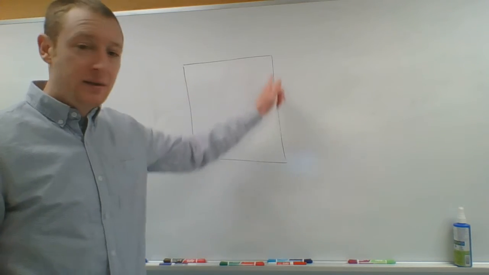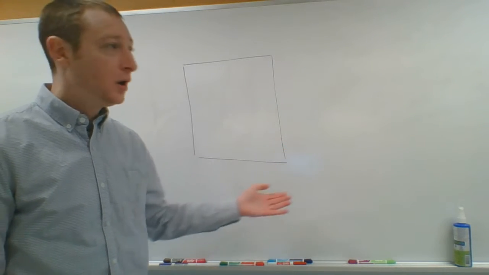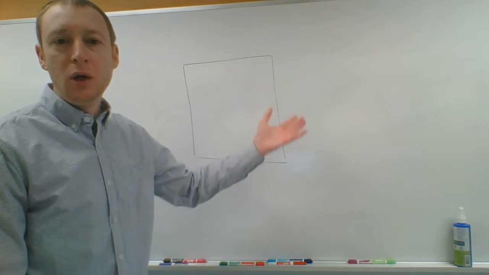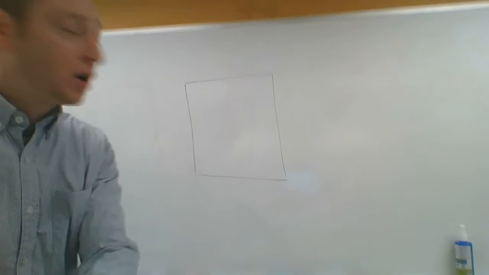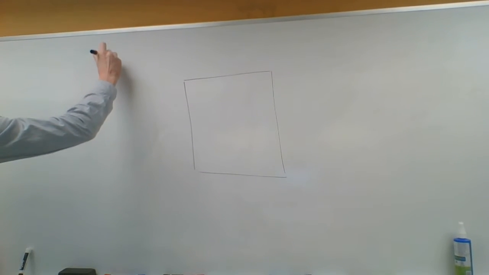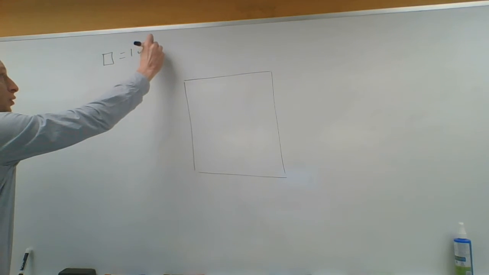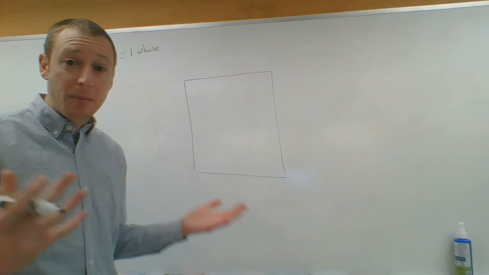So remember, this is like a whole, right? This is one whole box, whether it represents the whole trail or the whole pizza or the whole whatever it is we're doing. So when we draw our pictures, we're going to draw a box, which is going to equal one whole.